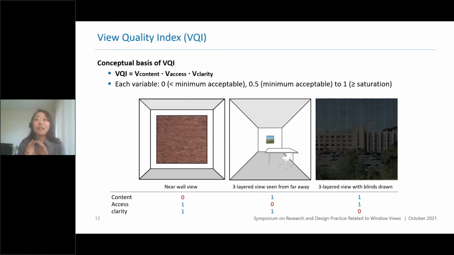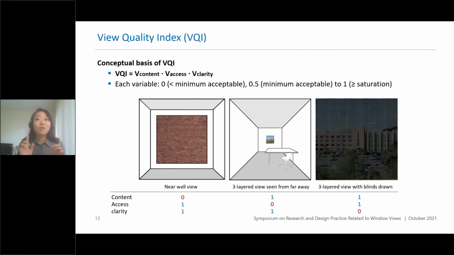So far, I explained the three variables and the framework. Now I'm introducing an index that describes the conceptual basis of view quality, which is VQI. It has a basic equation format. So all three variables, contents, access, and clarity, play a role for view quality.